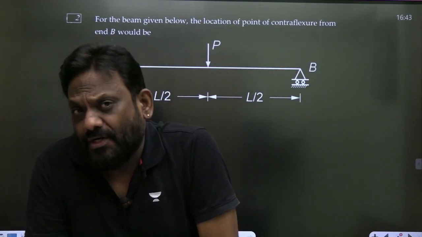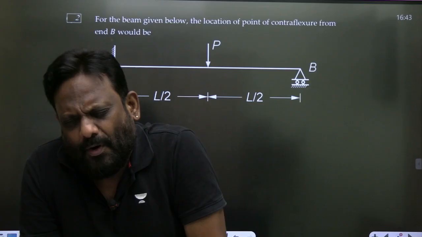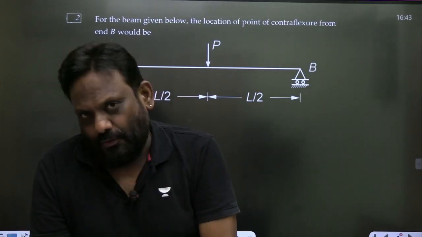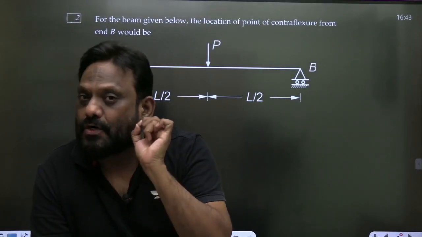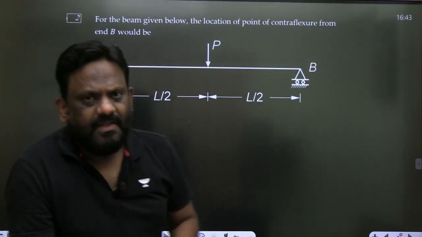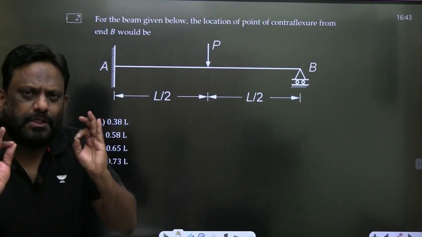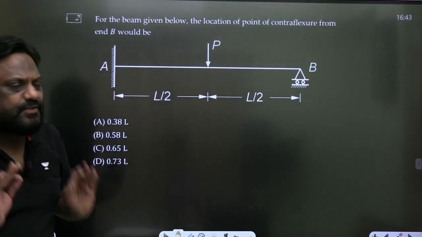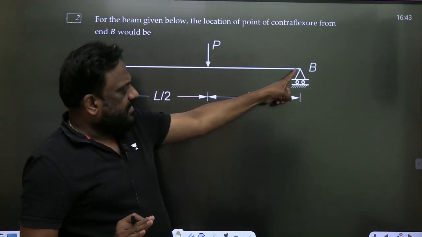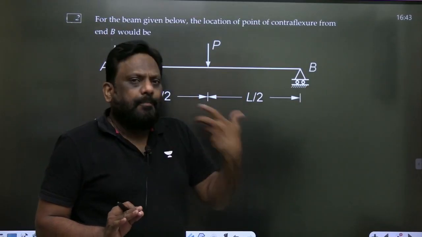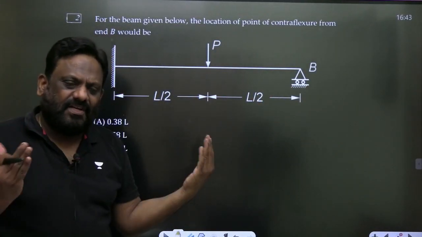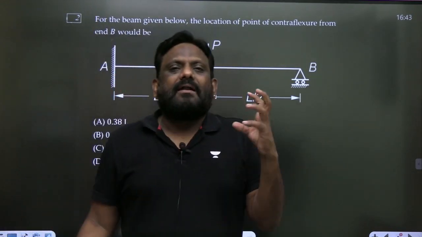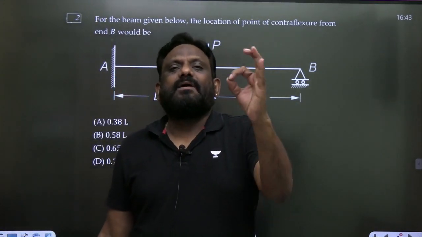You know that point of contraflexure is that point where the bending moment is 0, where it changes its sign. That is, the bending moment is 0 at the point of contraflexure. The first thing that we need to note in this problem is we have to calculate the support reaction. Once the support reaction is known, I can easily write the bending moment equation and equate it to 0, and I can find the position where the bending moment is 0.